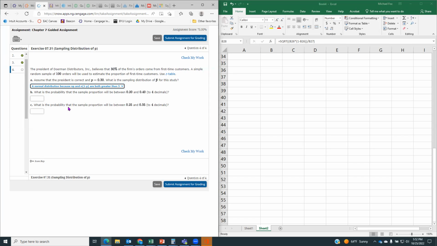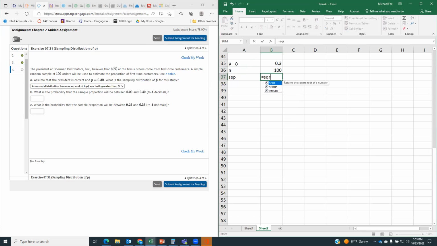Okay, and then it asks us, what's the probability that the sample proportion will be between 0.2 and 0.4? All right, so again, when in doubt, start with what you know. So I know that P, or at least we believe P, the population proportion, is 0.3. I also know N is 100, and I can use that to calculate the standard error of the proportion. So remember, the standard error of the proportion equals the square root of P times 1 minus P divided by N.